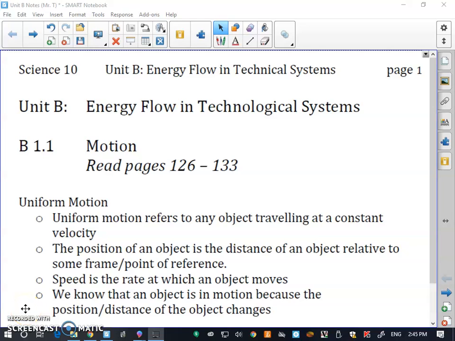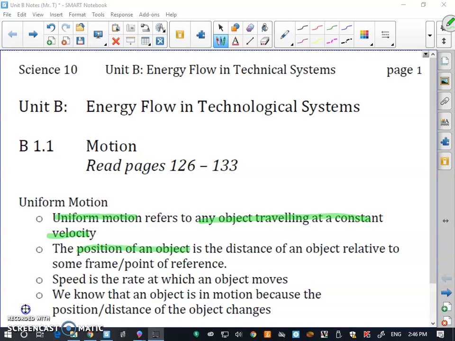Okay, so this is a little review of what we studied in that first section, 1.1 in Unit B, the energy flow in technological systems. Okay, start with an idea of motion. You can see uniform motion is a term. It refers to any object traveling at constant velocity. That means traveling at the same speed in a straight line.